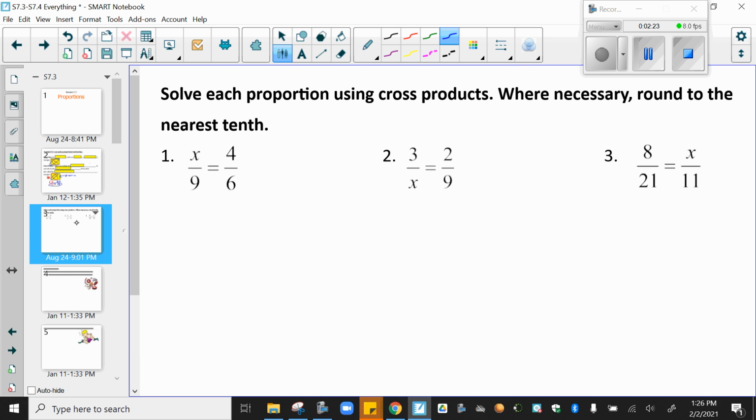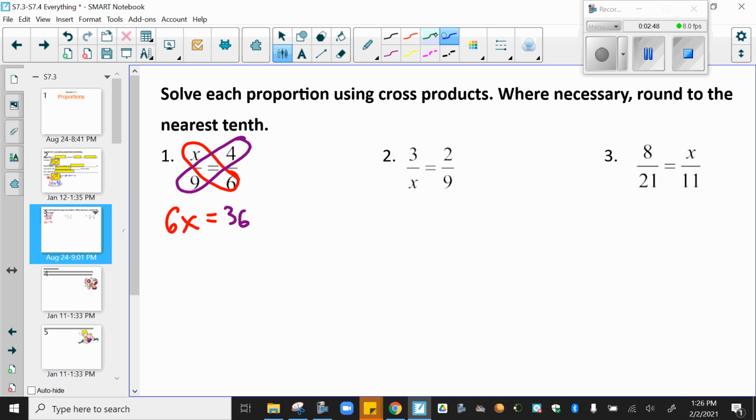So let's see. Here's when proportions meet algebra. Solve each proportion using cross products where necessary, round to the nearest tenth. So let's take a look at this. So we're going to write them on this side. Let's write it out. So we have 6 times x. So we're going to write 6x equal sign. And then we're going to do 4 times 9. So 4 times 9 is going to be 36.